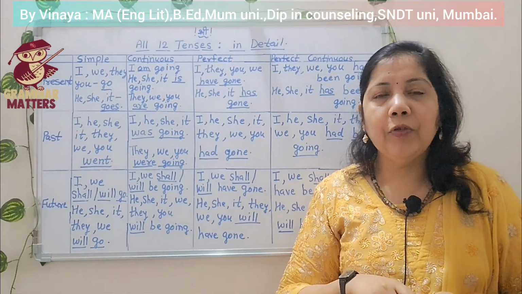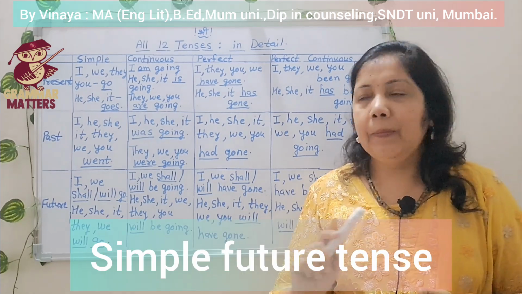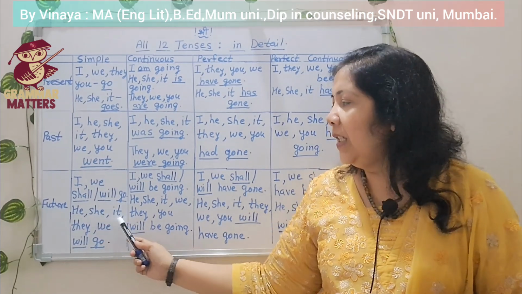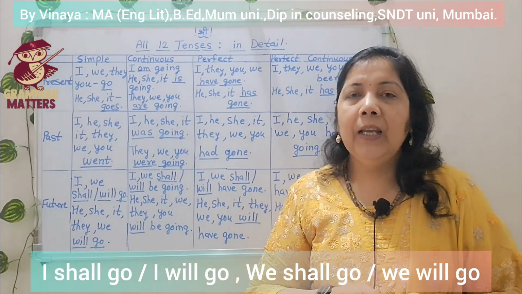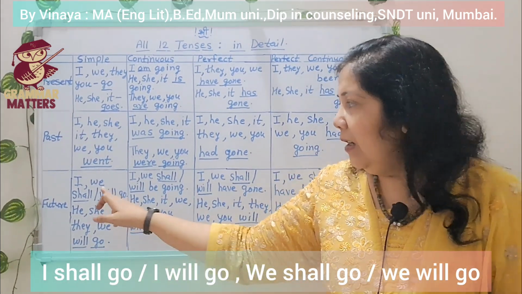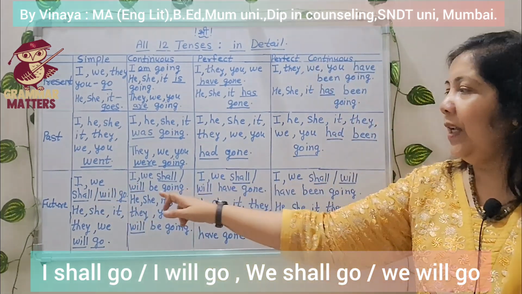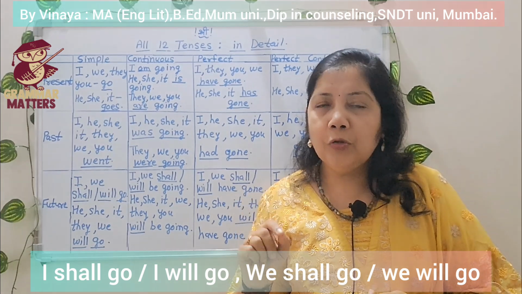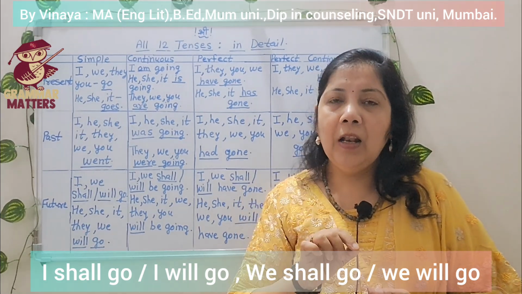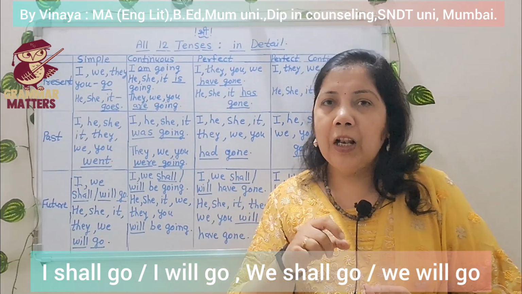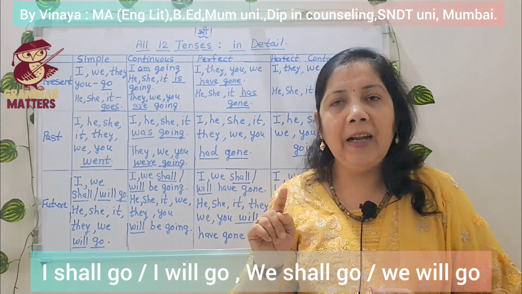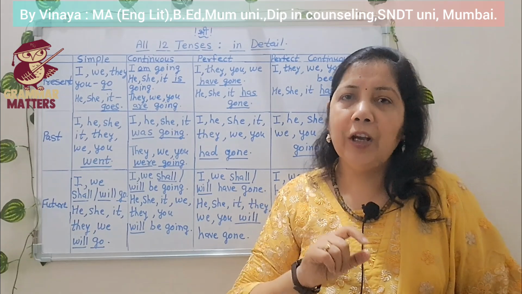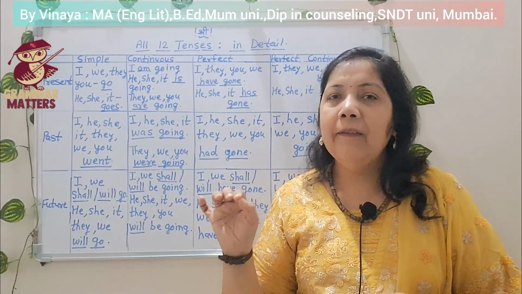The first kind of future tense, simple future tense. I, we shall or will go. He, she, it, they, you will go. Here for I and we, everywhere it is the same thing, for all 4 kinds. For those 2 pronouns, I and we, you can take shall or you can take will. Shall or will, both are correct for I and we. But for the remaining 5 pronouns, you cannot take shall. You have to take only will.